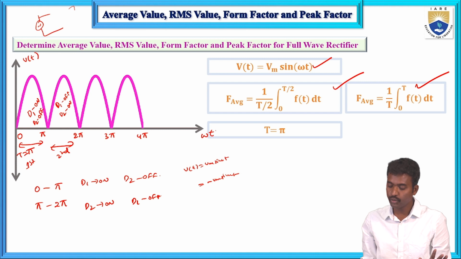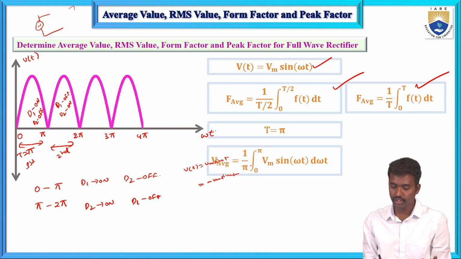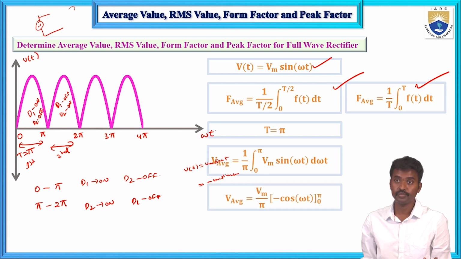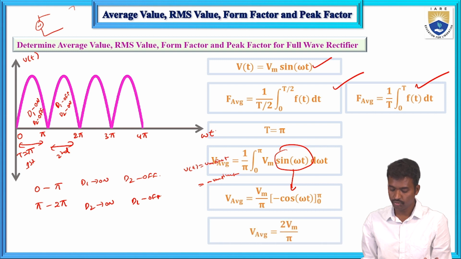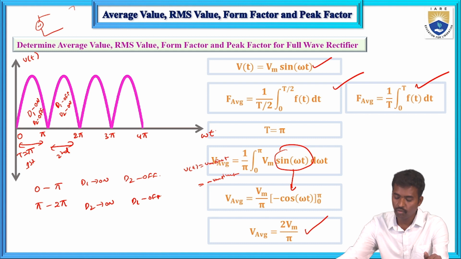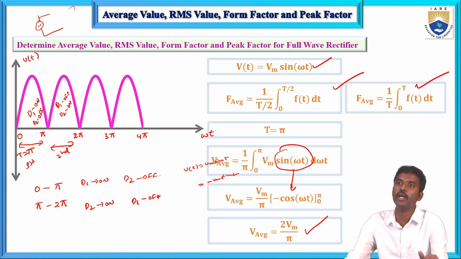Now substitute in this. F average means the F function is the voltage function. Now same thing, V average equals 1 by pi, integral 0 to pi of Vm sin omega t d omega t. Now here same derivation, Vm by pi times minus cos omega t, since this integration is minus cos omega t, and substitute the limits. If you substitute the limits, same thing as we discussed in the first problem, the sine wave average value is 2 Vm by pi.